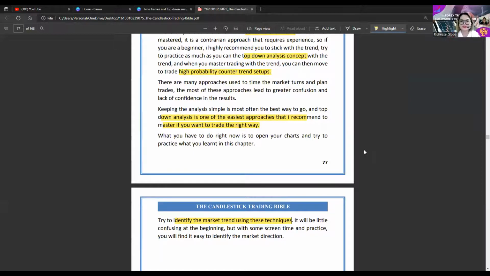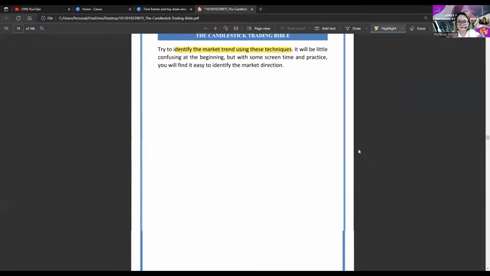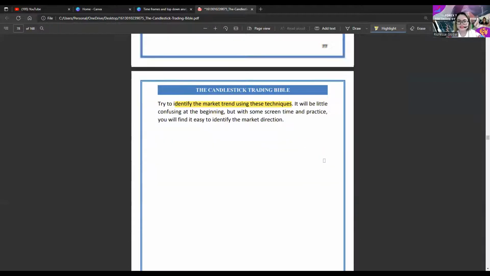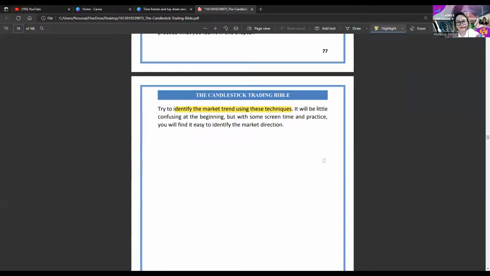And sa mga susunod nating episode, yan, papaliwanag naman natin for our next episode. It will be our trading strategies and tactics naman po yung ating pag-uusapan. But before that, punta muna tayo later on for our next episode. Pag-usapan naman natin yung identify the market trend using these techniques. Kumbaga, papakita ko sa inyo yung ating weekly time frames to daily time frames at the same time. Ipapaliwanag natin paano ginagamit yung price action trader to top-down analysis. Yan, papakita natin yun sa ating main chart, sa ating MT4 platform.